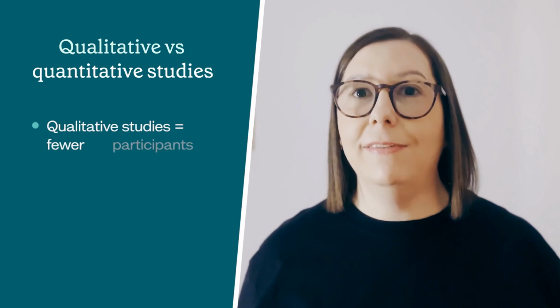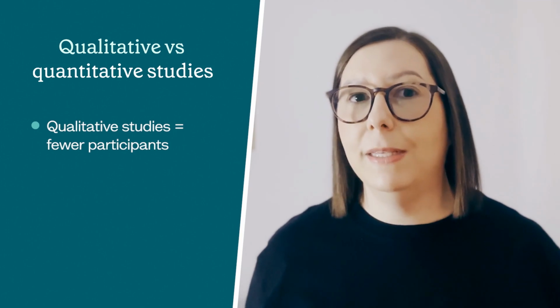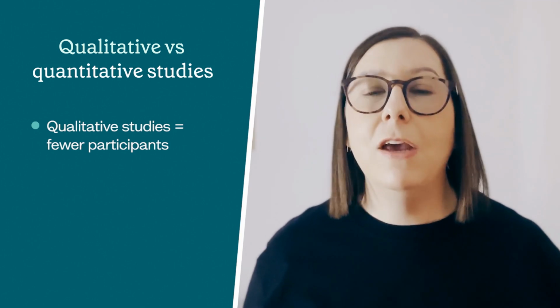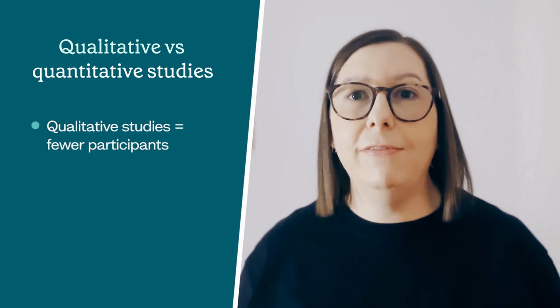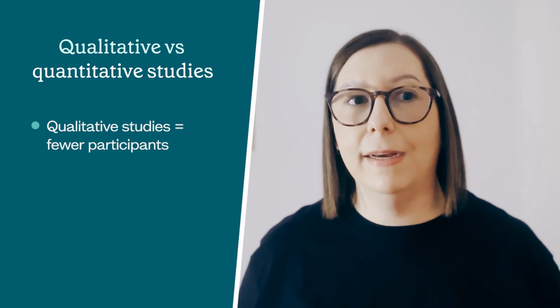The next step is to figure out how many participants you'll need for your study. This will depend on the type of study you're conducting, your budget, timeline, and how you plan to recruit participants. For example, in qualitative studies, like user interviews, you usually need fewer participants to gather in-depth information. So you might choose to recruit 5 to 10 people who meet specific demographic and behavioural criteria.